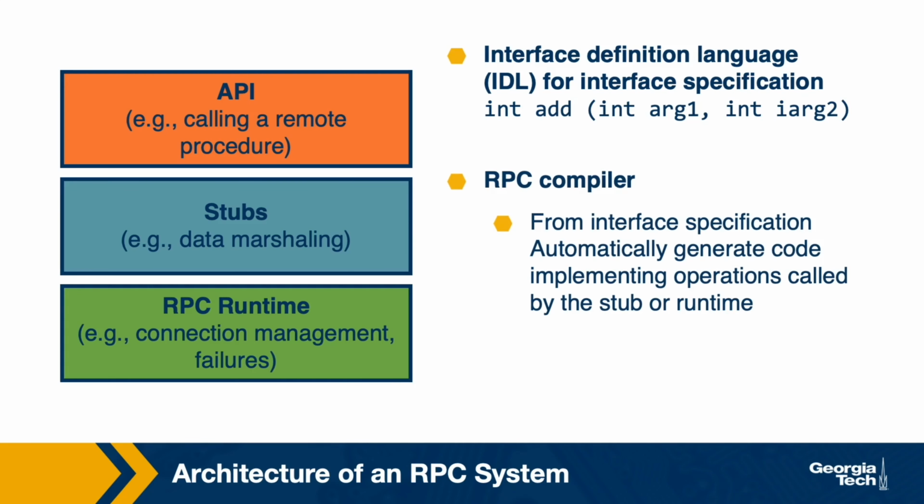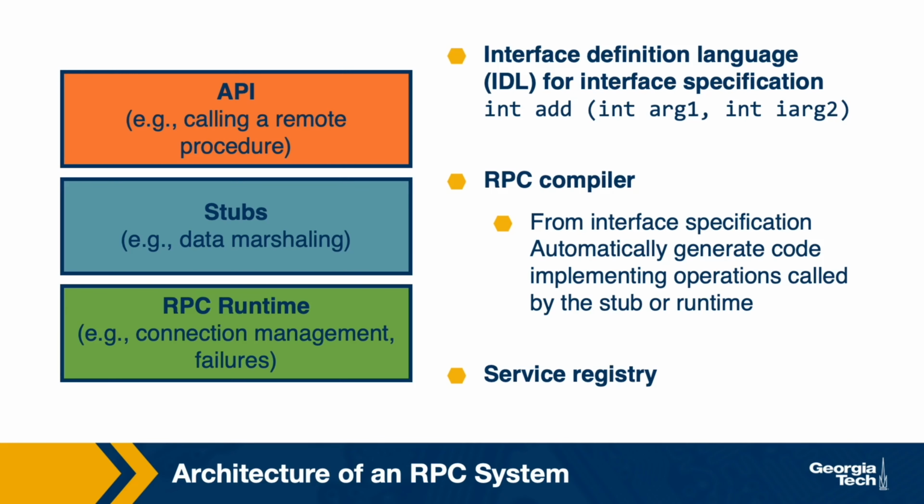The second important component is the RPC compiler, which takes the interface specification and generates automatically a lot of code that is used by the stubs and the runtime. Without this compilation step, programmers would have to manually write the corresponding code. Finally, an RPC system typically establishes some rules for how servers would announce their services and would become discoverable, and this is some registry service.